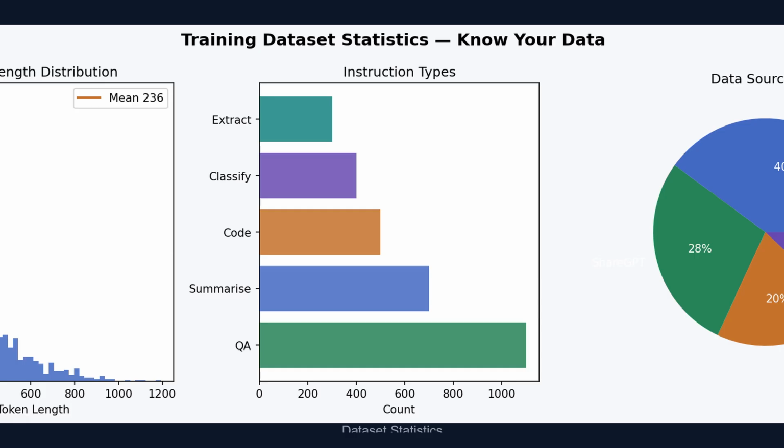And the data source mix, with 40% from Alpaca, tells you that a significant portion of your training signal comes from a single source. If that source has systematic biases or formatting quirks, your model will learn them. Use these statistics not just as a confirmation that data loaded correctly, but as a lens for understanding what your fine-tuned model will and won't be good at.